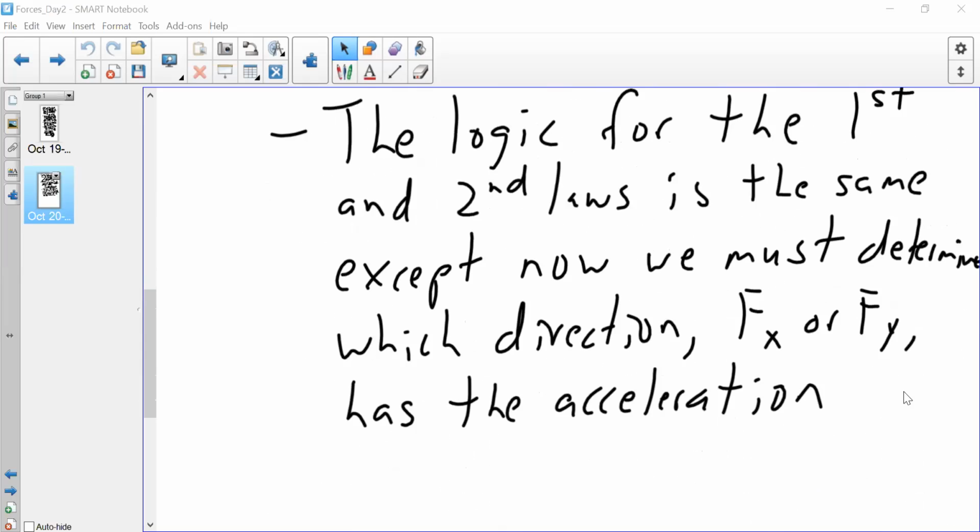There are many examples of applications of Newton's second law, so we're just going to do as many examples as we can today. And if there's time, we'll introduce the concept of friction.